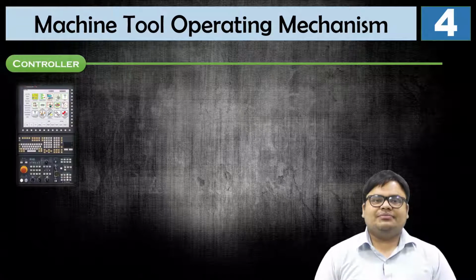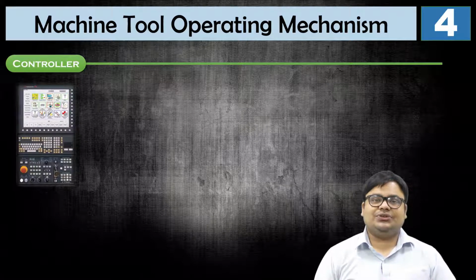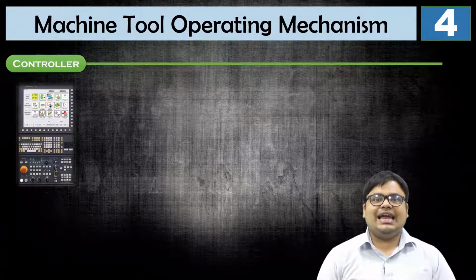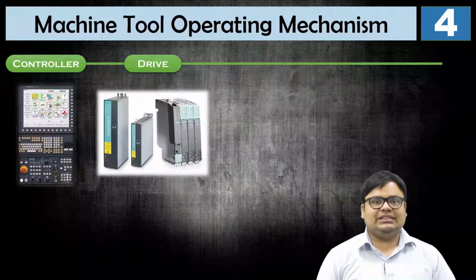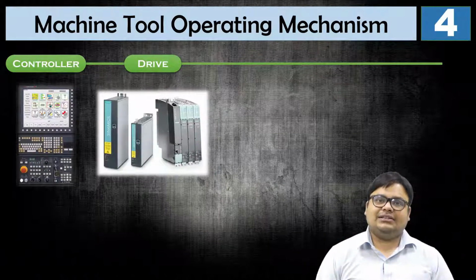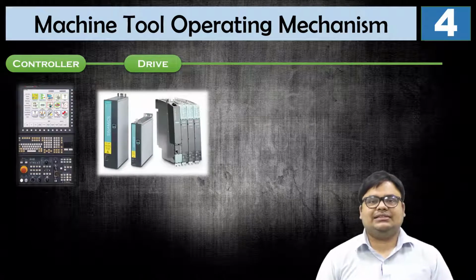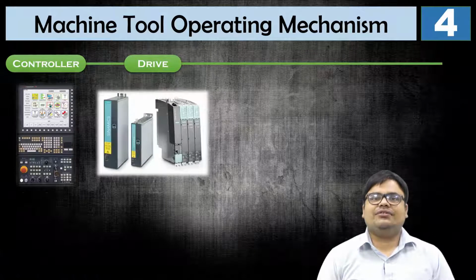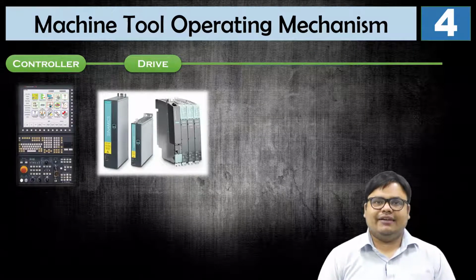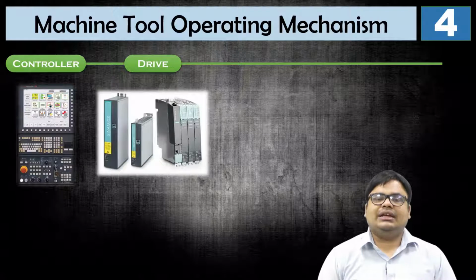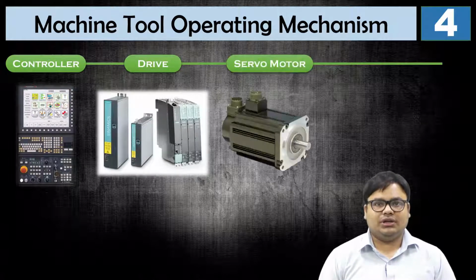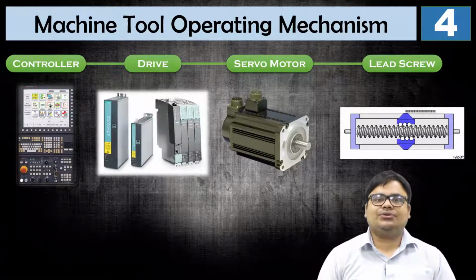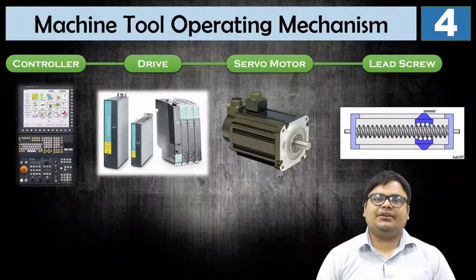So moving on, the controller. Here you can see the controller. In the controller, first the program goes into the controller, and the controller then sends the instructions to the drive. These drives are very costly, for different axes, like X axis drive, Y axis drive, Z axis drive. For each motor, one drive is there. The controller sends the commands to the drive, and the drive sends the command to the servo motors, and the servo motor rotates the lead screw, as per which the axis movement happens.